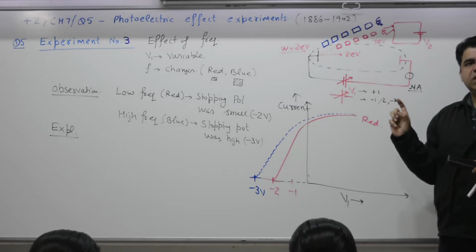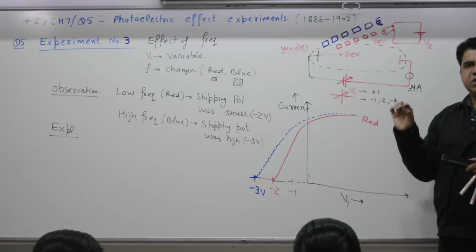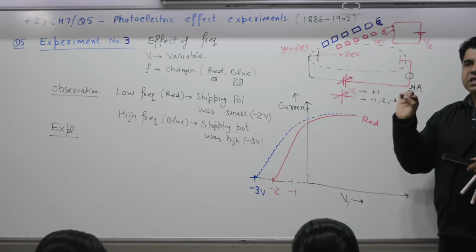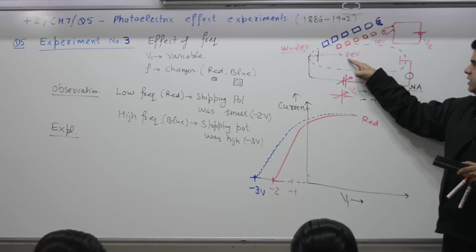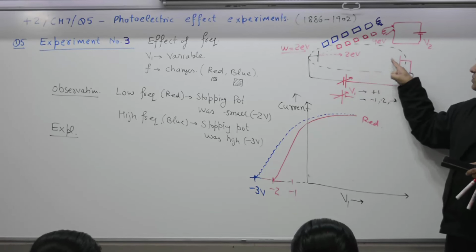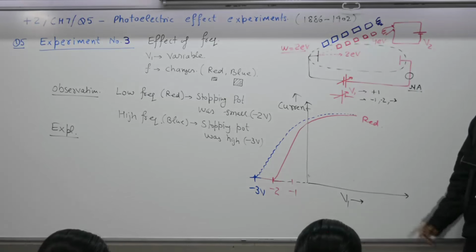1 electron volt is what? The amount of energy possessed by an electron when it is accelerated through 1 volt. Or, 2 electron volt means how much voltage is required? -2 volt to stop it. So this value was -2.